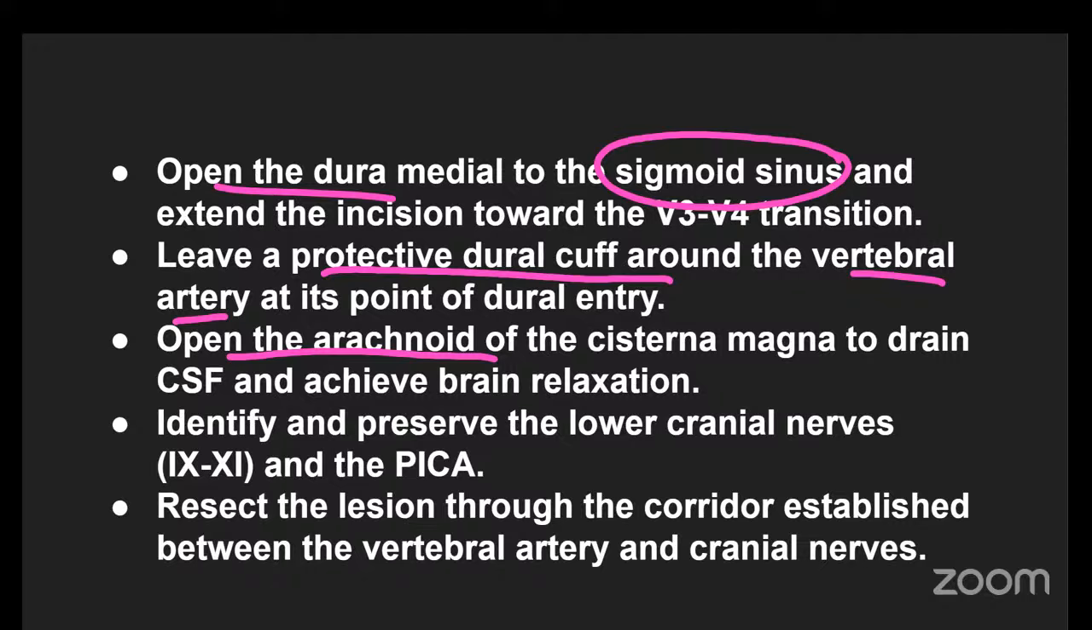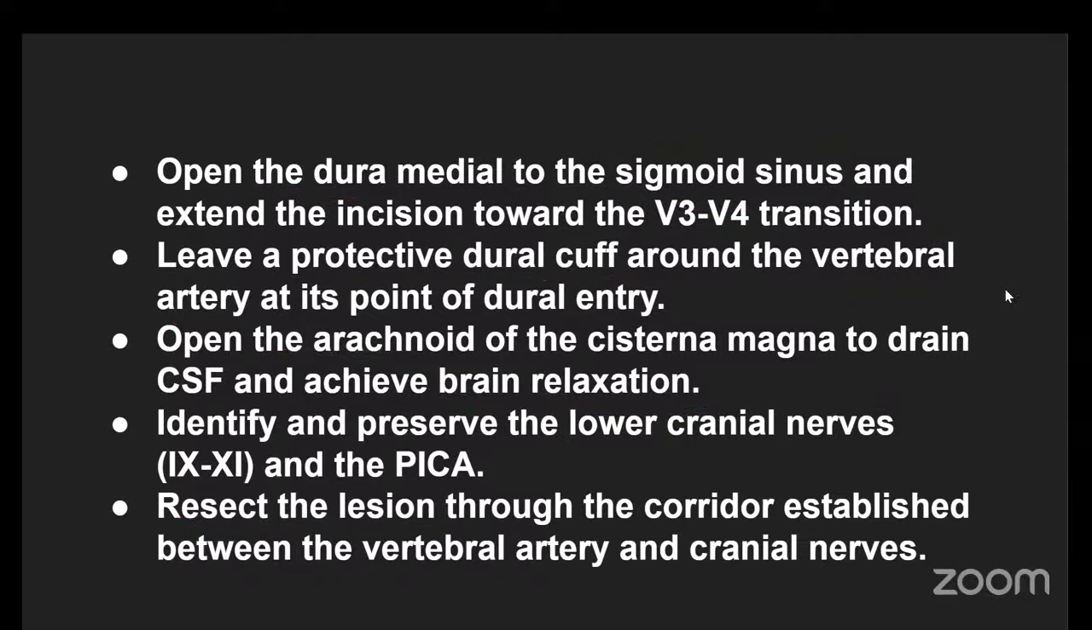So we open the arachnoid of the cisterna magna, we drain the CSF. Why do we do that? Because we want to relax the brain. And then we identify and preserve the lower cranial nerves and the PICA. I have shown all these images which were relevant so that I could just briefly review the steps. We resect the lesion between the corridors, and there's a specific closure technique as well.